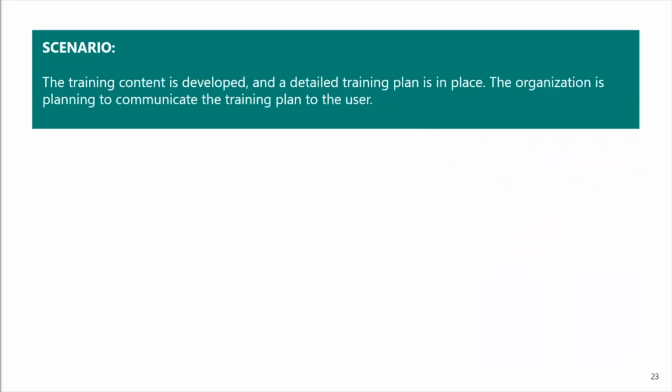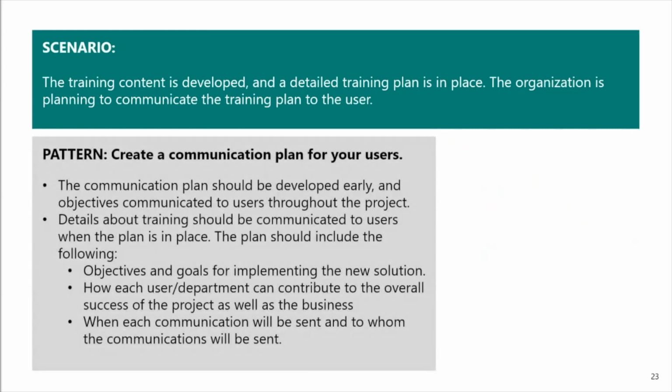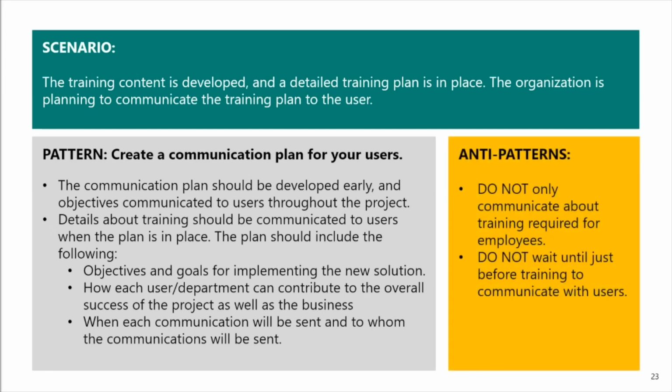So the next scenario, the training content is developed and a detailed training plan is in place. The organization is planning to communicate the training plan to the user. This is a fantastic scenario. It's really important that part of your plan includes a communication plan. If users don't know when and where they're supposed to show up or what's expected of them when they show up, then you're going to have people that don't show up.